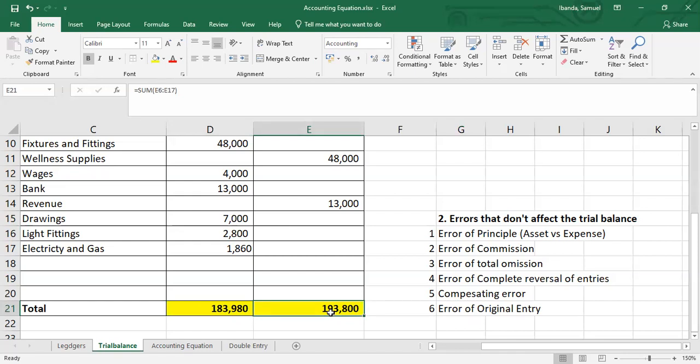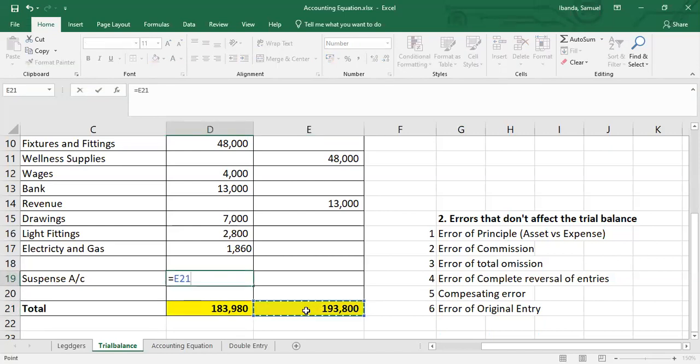Now, once your trial balance fails to balance, as you can see, and you cannot tell that error at that point in time, you know, there are some errors that are hard to determine. If you cannot tell the error at that point in time, then we introduce what we regard as the suspense account. It is a temporary account that is introduced in the trial balance to cater for the difference between the two sides.